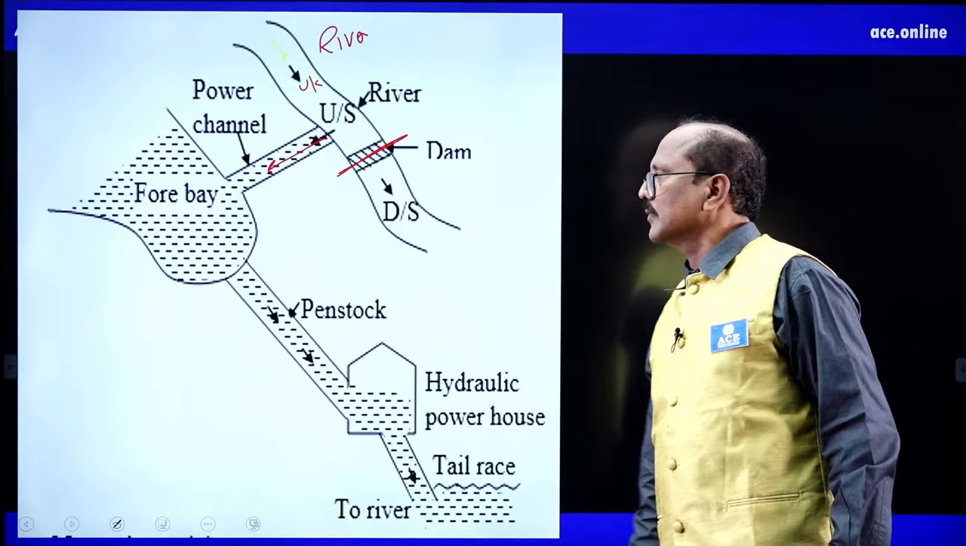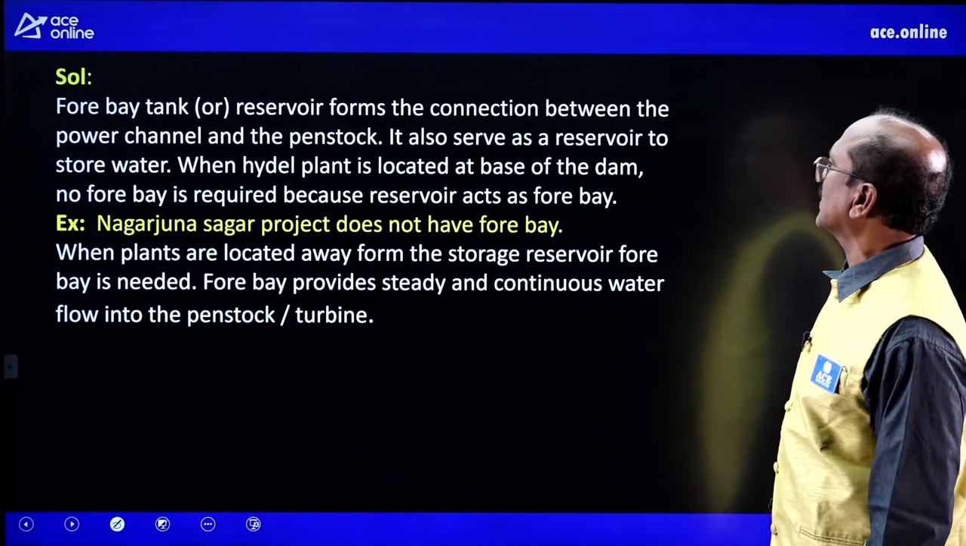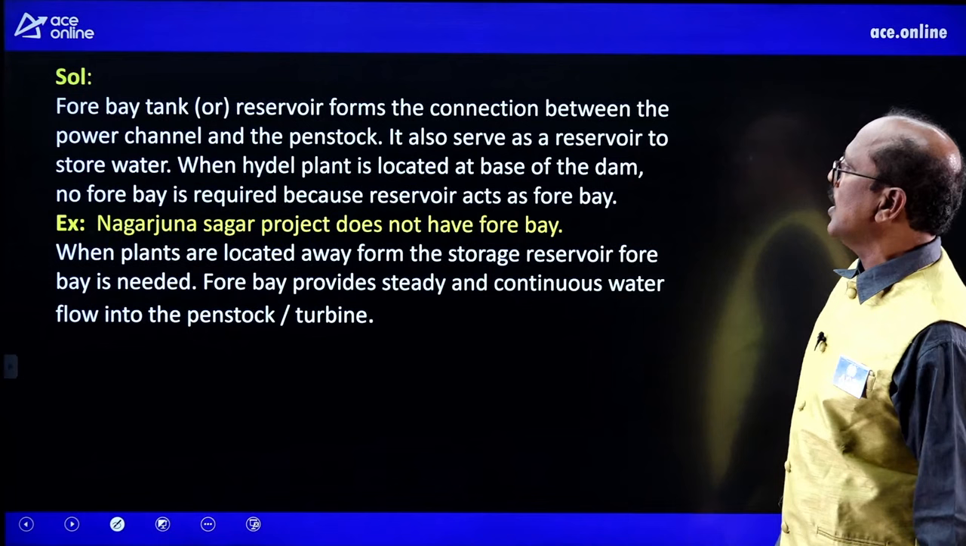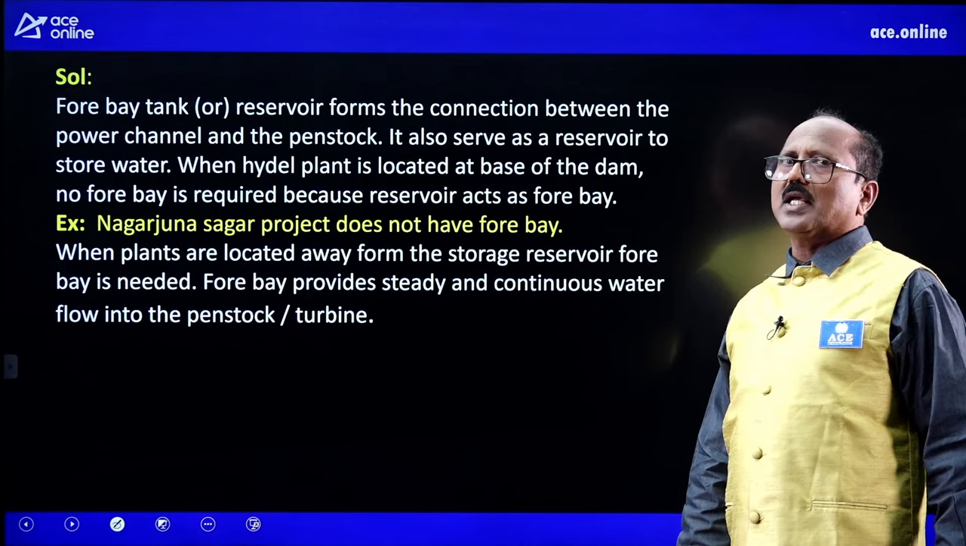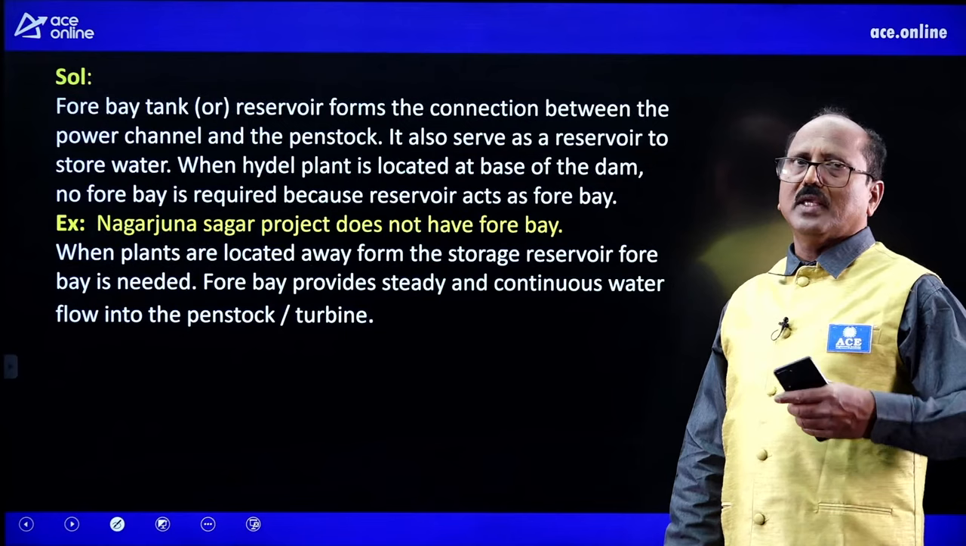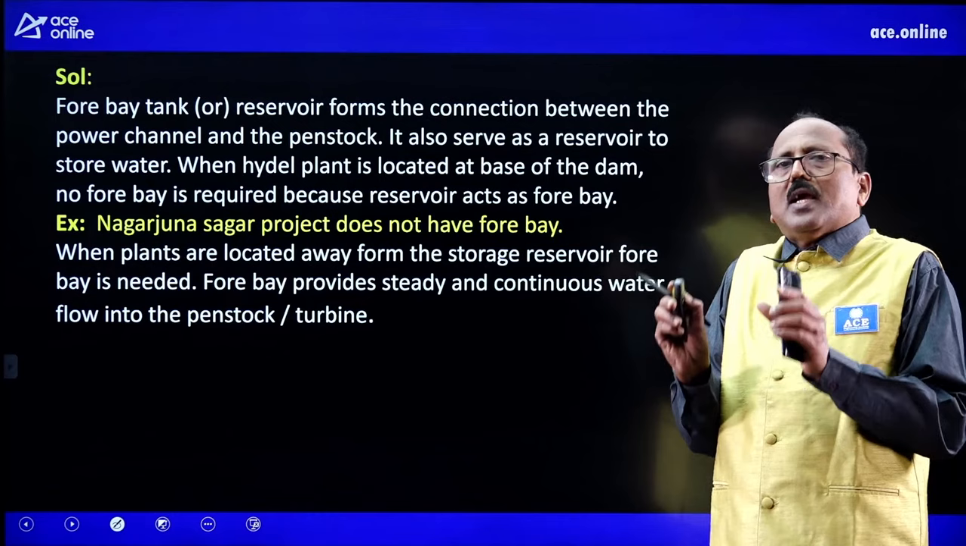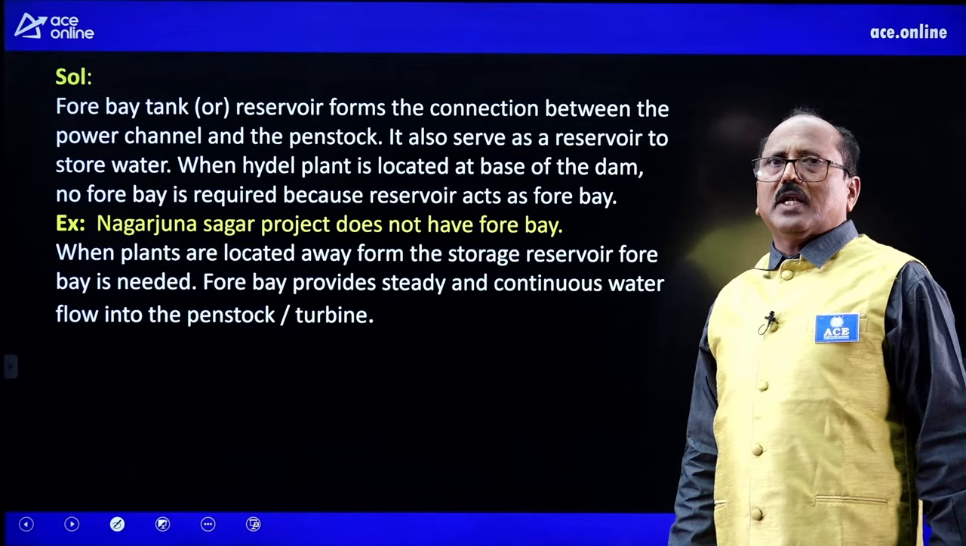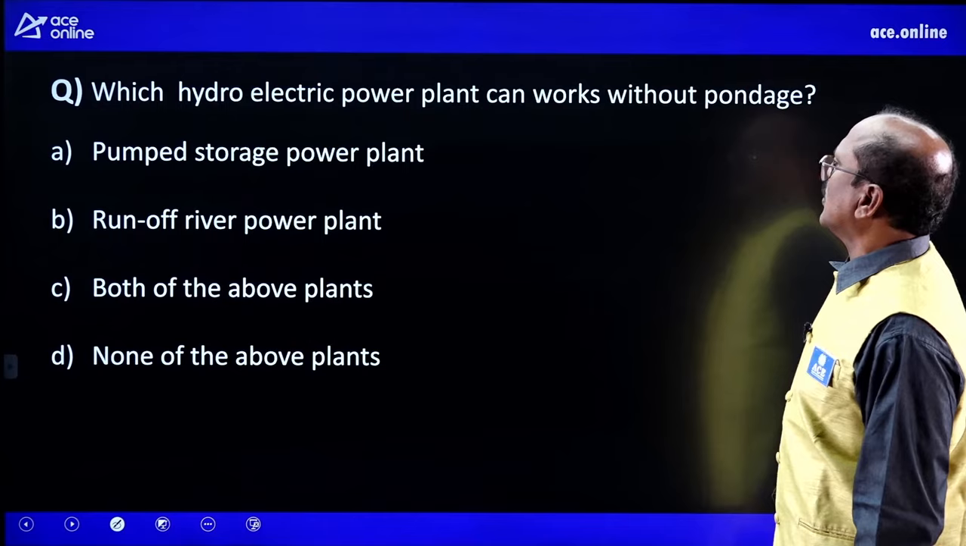So it is written: forebay is a reservoir that forms the connection between the power channel and the penstock. It also serves as a reservoir to store water. When a hydropower plant is located at the base of the dam, a forebay is required to store the water. Nagarjuna Sagar doesn't have that type of forebay. Where there is water shortage, where seasonal water is not that much, people use that. So forebay is a temporary or small pond useful for the power generation input.